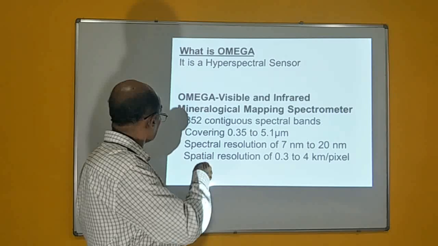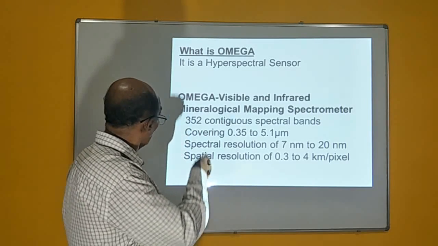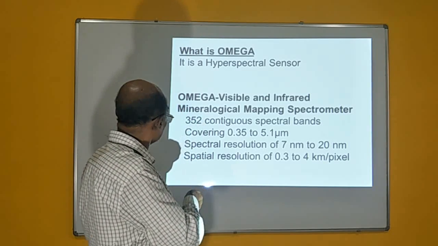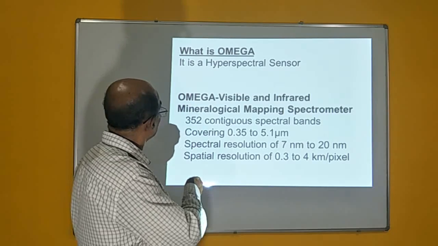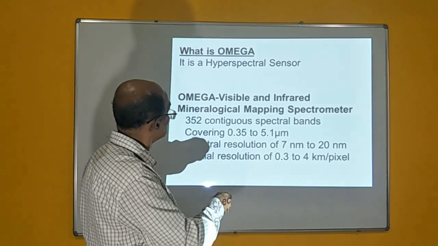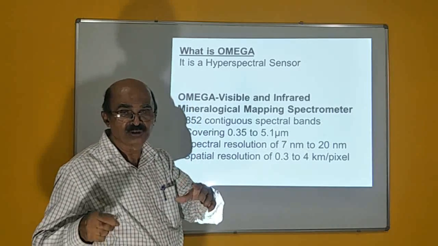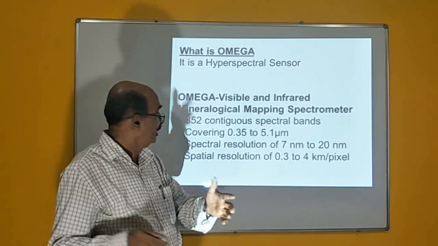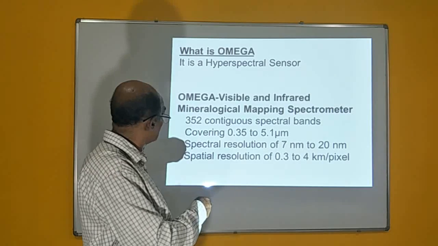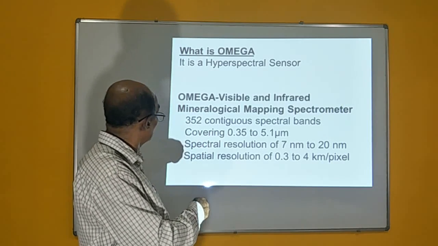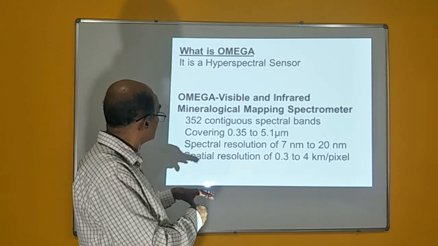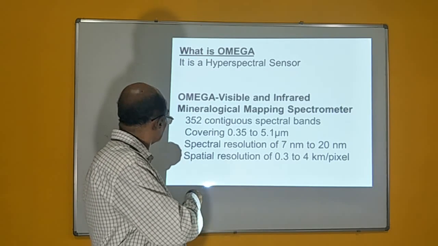See, there was one experiment being carried out called OMEGA. Again, it is a hyperspectral sensor, OMEGA, and here it used the visible and infrared mineralogical mapping spectrometer. Of course, hyperspectral remote sensing is one of the best tools for geological applications. With that, we can differentiate more number of surface features, especially related to rock types and minerals.